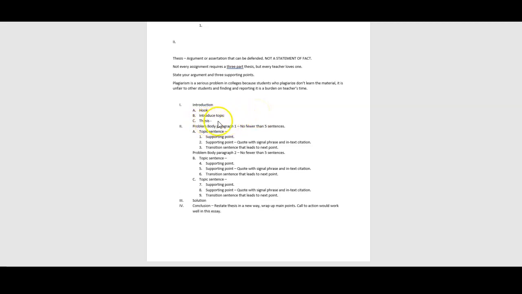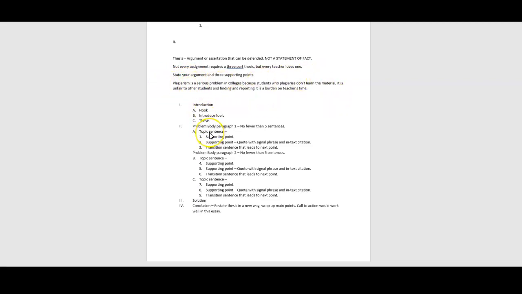Then the very last sentence of your introduction should be your thesis statement. I want to see this in your outline. There's no point in posting an outline to me that doesn't have your full thesis statement. Not your topic, your full thesis statement. These are two different things. Plagiarism would be my topic. You want your full thesis statement here.